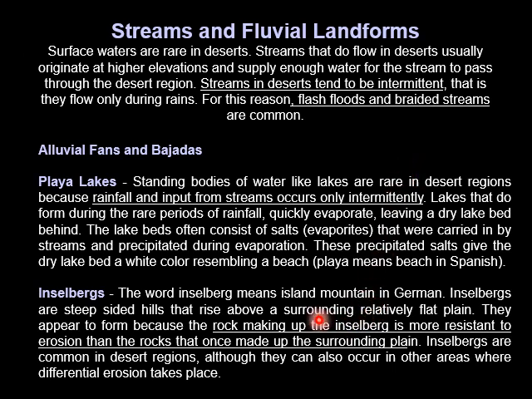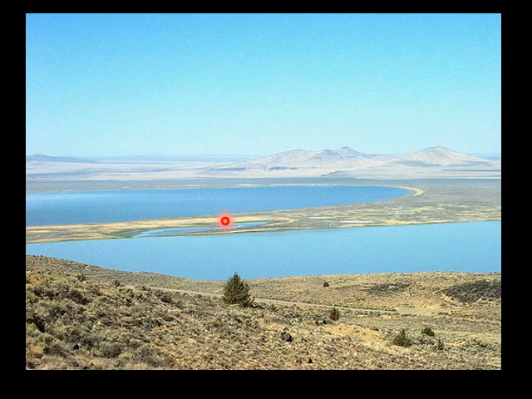Inselbergs, this is a term derived from the German language. These are steep-sided hills that rise above the surrounding area. They are normally made up of more resistant rocks that were eroded less compared with the surroundings. This is an example of a playa or lake in the desert region.